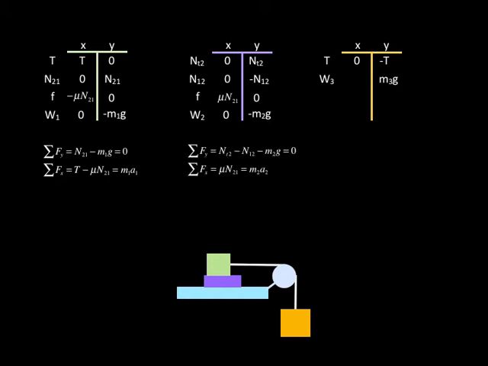We can do the same thing for the x and y components of mass 2, and we'll only have one equation for mass 3 because it only has forces in the y direction. You'll notice that when I talk about the coefficient of friction here, I've just left it as mu for now because we don't know whether static friction or kinetic friction is appropriate. But we need to take a look at that now.